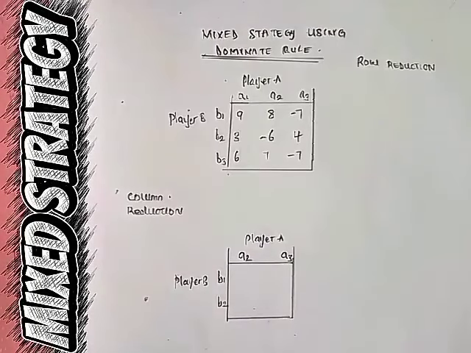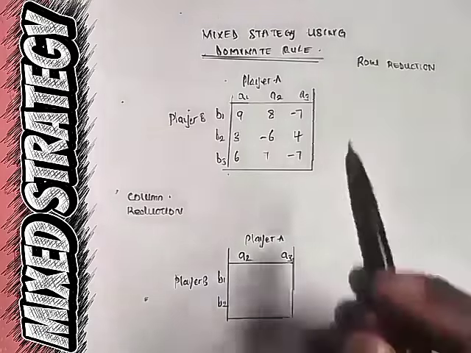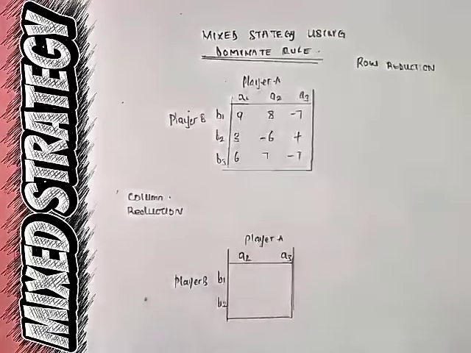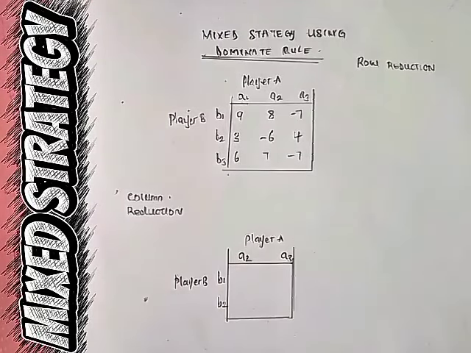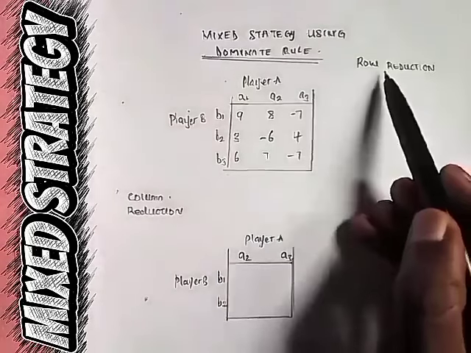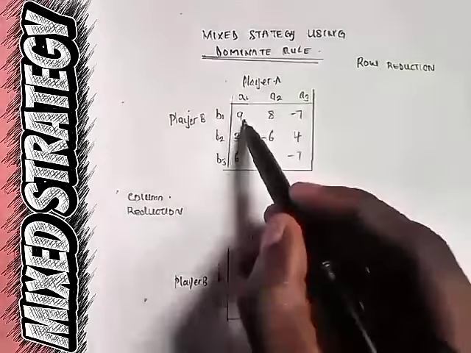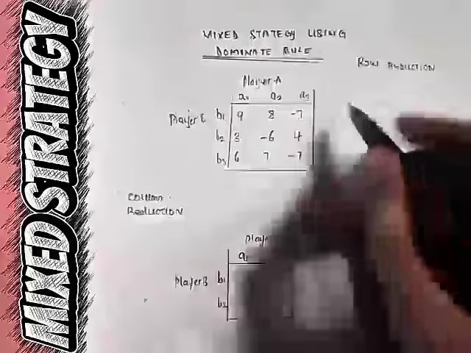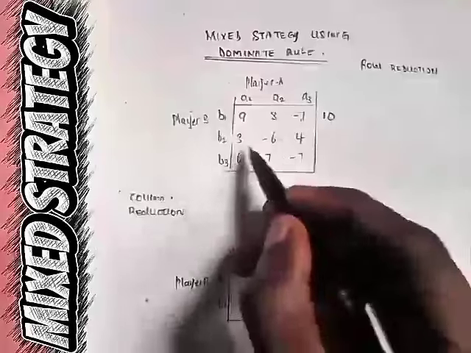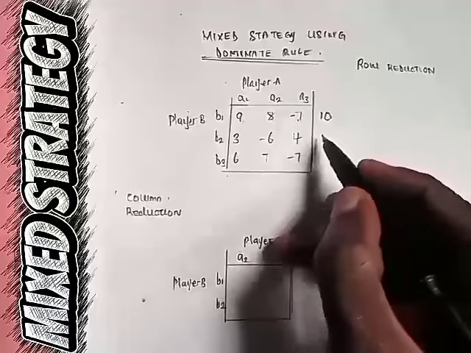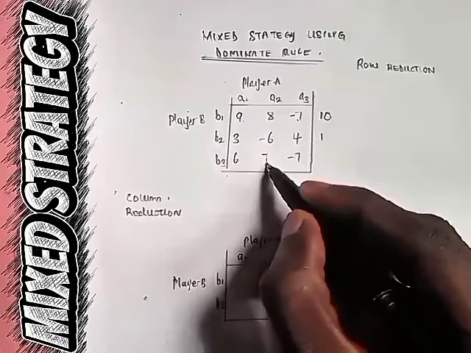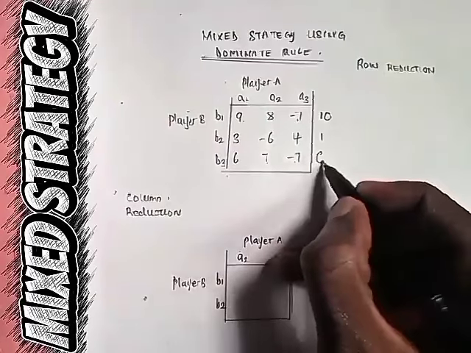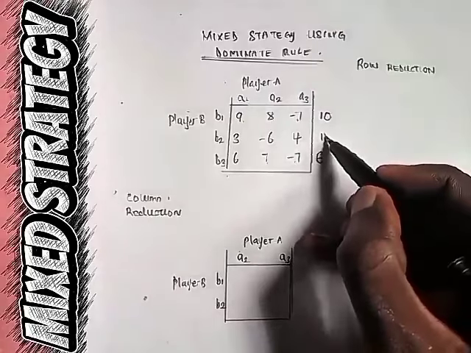So I'm going to use the dominance rule for my mixed strategy. The dominance rule is all about reducing the matrix as much as possible. I'm starting with my row reduction first. So 9 plus 8 minus 7 is 10. 3 minus 6 plus 4 is 1. 6 plus 7 minus 7 is 6. So I'll now select the smallest number, which is 1.